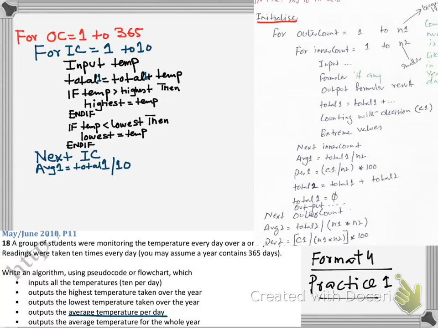Now, do we need any percentage? No. So we just skip down to total 2. Alright. So total 2 is equal to total 2 plus total 1, and then we need to initialize this total 1 as well. This is second initialization.